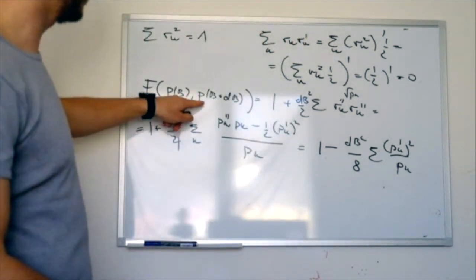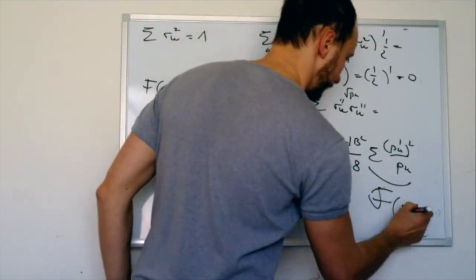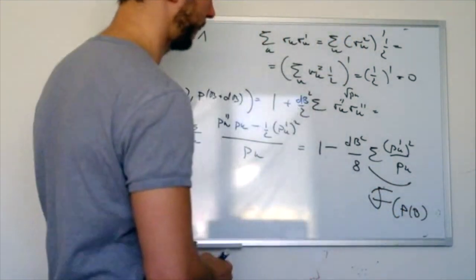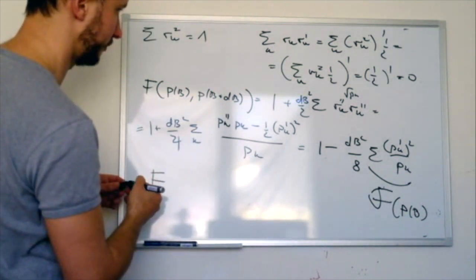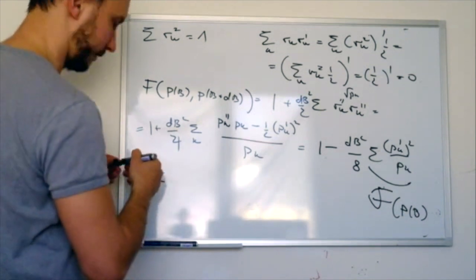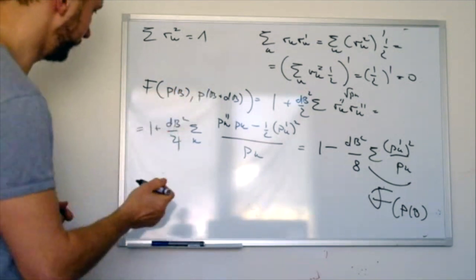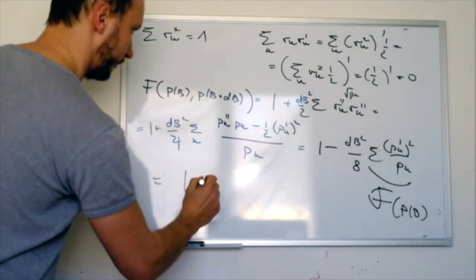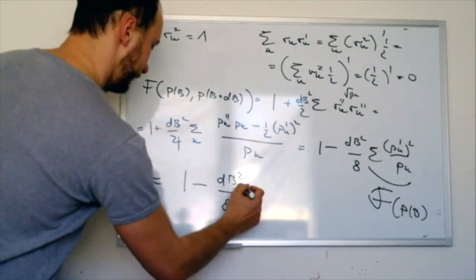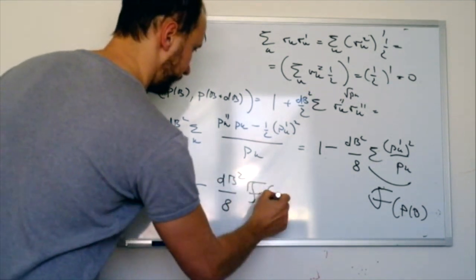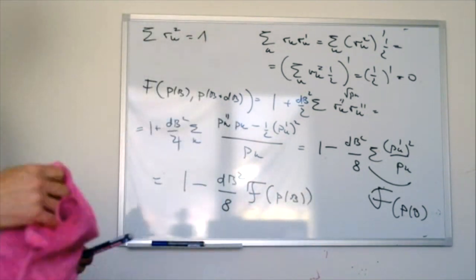So the fidelity now, remember the definition. So this is the Fisher information of P and B, right? So what we get is that the fidelity is equal to 1 minus dB square over 8 times the Fisher information of the distribution at B. All right. Let me just summarize it.